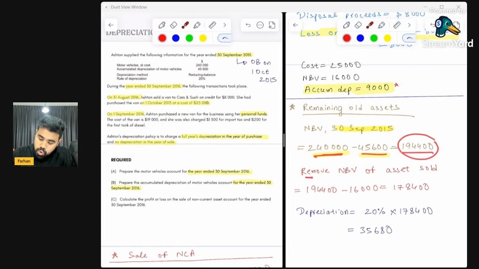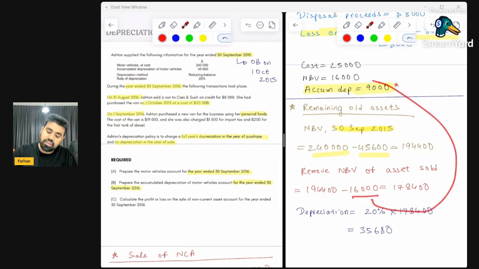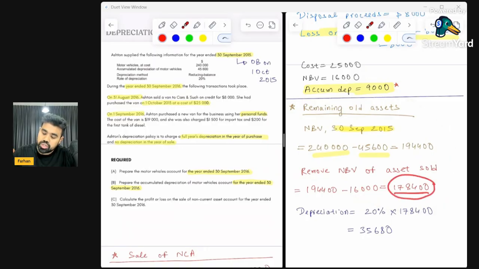Now, we want to remove the net book value of the asset which we had sold on 31st of August 2016 from this total net book value for all the assets that we had got at the end of the previous year. So 194,400 minus 16,000. 194,400 is the total net book value for all assets that we had at the end of previous year, minus $16,000 in net book value for the asset which we had sold in the current financial year. That leaves us with net book value of 178,400, which is the net book value for the remaining old assets.